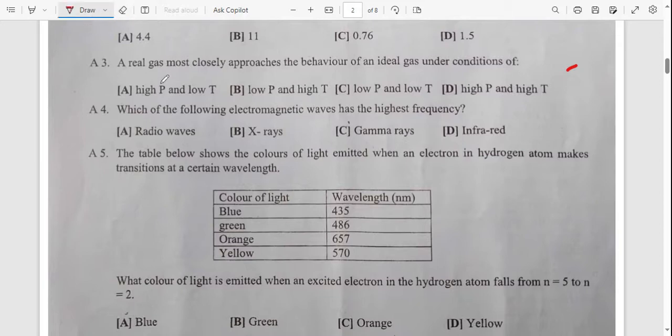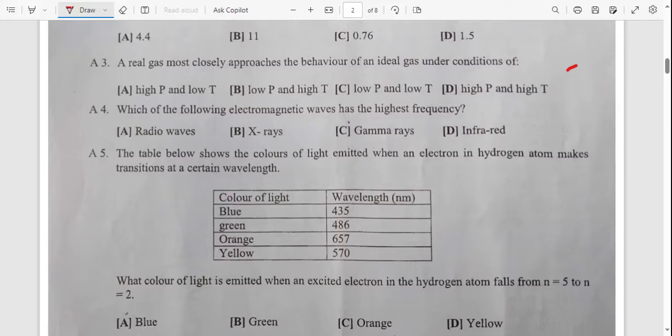Question 3. A real gas most closely approaches the behavior of an ideal gas under conditions of: high pressure and temperature, low pressure and temperature, low pressure and low temperature, high pressure and high temperature.